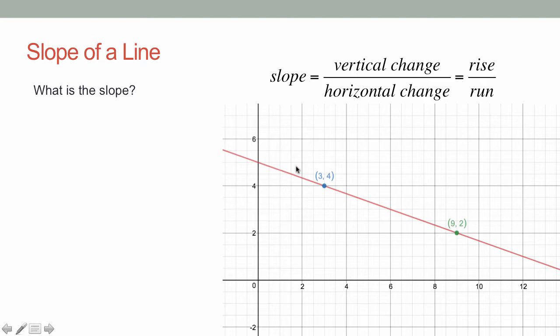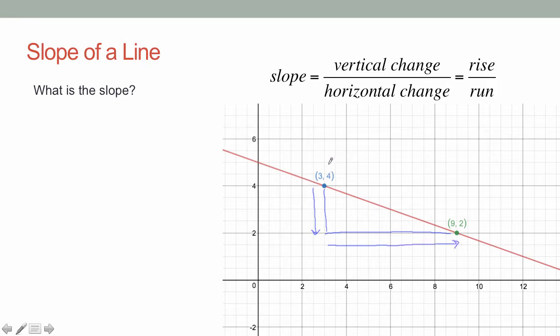Let's do a couple examples here. Here's a line. This could be used to model some sort of economic situation. I got a couple points. I have the point 3, 4, and I have the point 9, 2, and I want to know what is the slope of that line. Well, sometimes if you have a graph, it's helpful to draw what we call a slope triangle, because now we can see how much is changing up or down in my y values, and now we can see how much is changing along my x values.